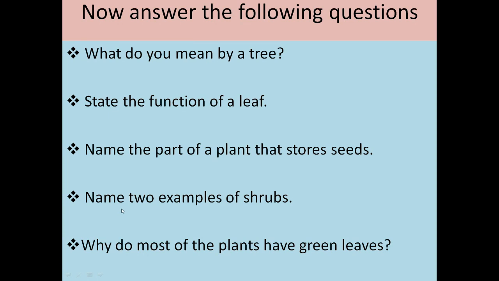Next question is, name two examples of shrubs. Yes, rose and China rose. Excellent answer. It means you have listened to this chapter very carefully. Next question is, why do most plants have green leaves? Because they have, yes, chlorophyll. That's why most plants have green leaves. Very nice. Thank you.